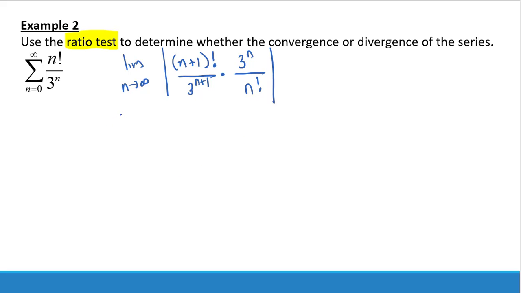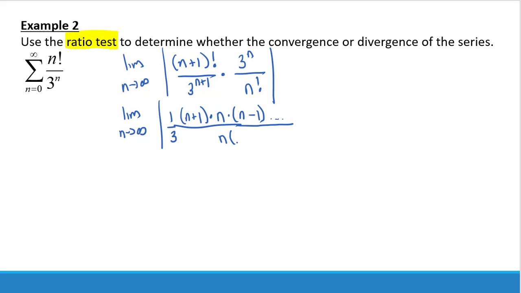Well, the 3 to the n's cancel, so I'm just left with a 1/3. Now let's review what factorials are. Remember, factorial: n plus 1 factorial means n plus 1 times, now reduce this number by 1, n, reduce it again by 1, and so on. And then n factorial is n times n minus 1, and so on.